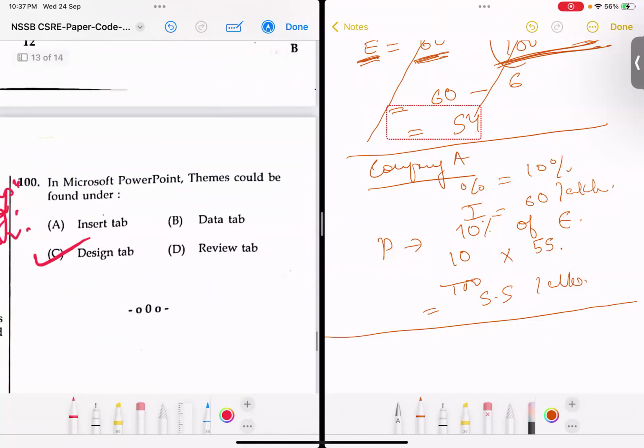So these are the 100 questions that have been asked in the CSRE 2022.